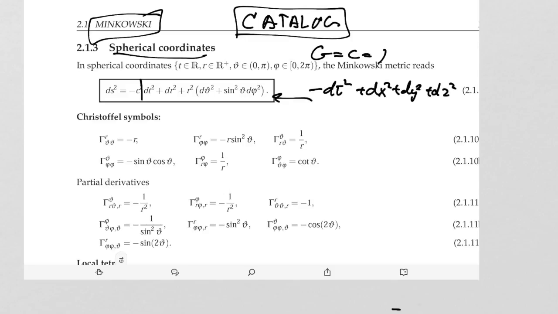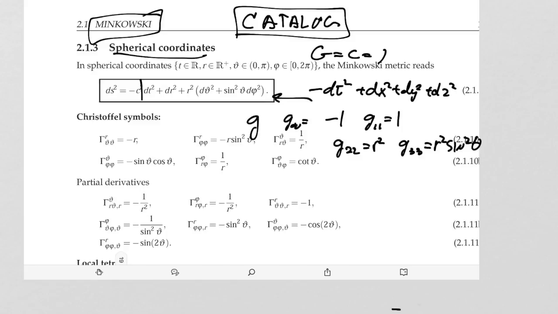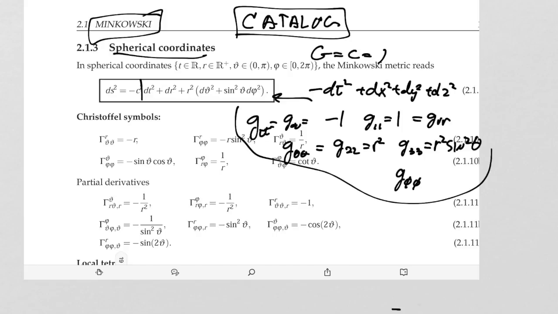And from this we extract the metric components, which is going to be g00 equals minus 1, g11 will equal 1, g22 will equal r squared, and g33 will equal r squared sine squared theta. Now in the notation of the catalog, of course, g00 is actually g_tt, g22 is g theta theta, g33 is g phi phi, and g11 is g_rr. I'm going to move between these two notations, but those are the metric components in this system.